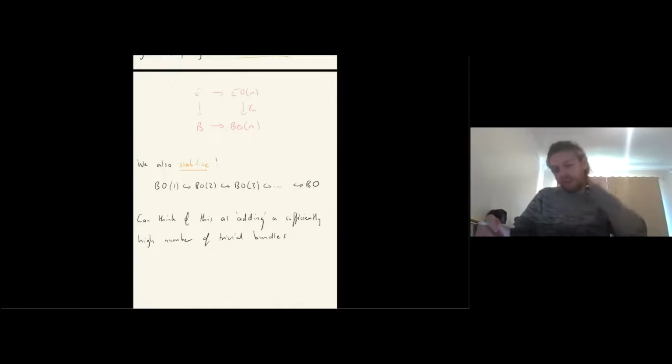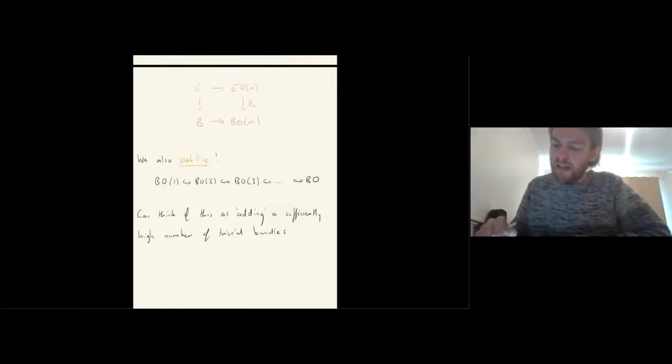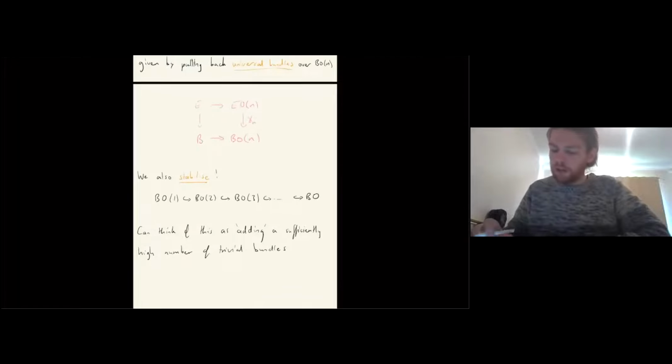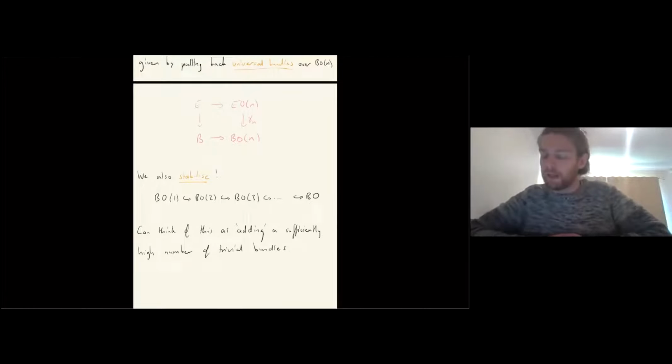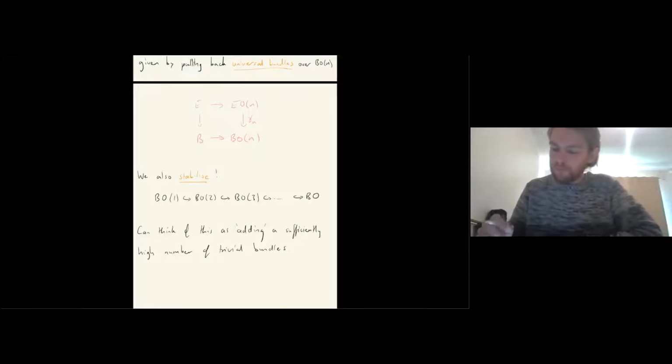Another technical point: a lot of this talk we're going to be working stably. An n-dimensional vector bundle is classified by a map to BO(n), but all of these have natural inclusions into each other, and you can take the colimit and think about this stable classifying space, which classifies stable vector bundles, which basically means we're allowed to add on an arbitrarily high number of trivial bundles onto it.